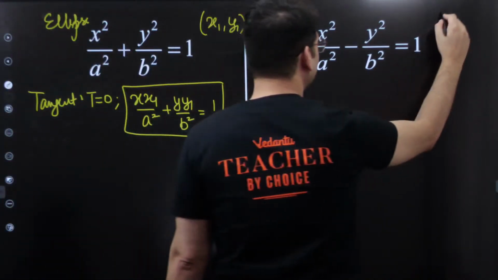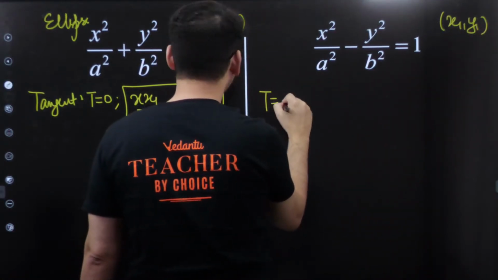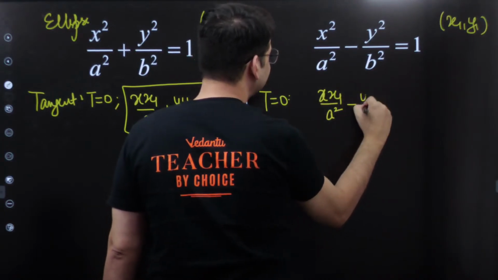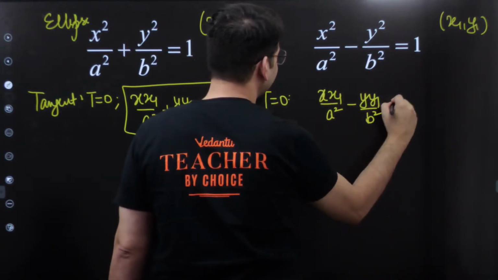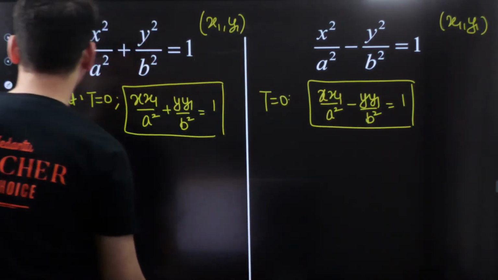Likewise, we have x1, y1 on the hyperbola. T equal to 0 is given by x x1 by a square minus y y1 by b square is equal to 1. Right, so this was the equation of the tangent.